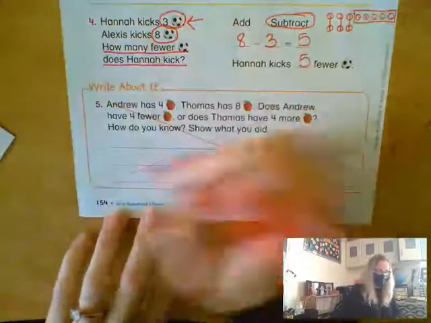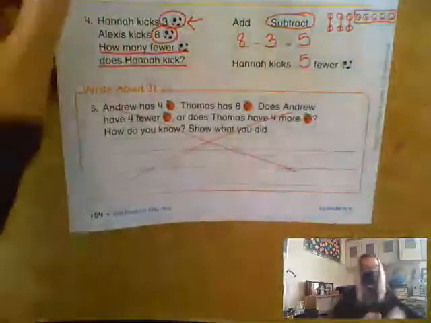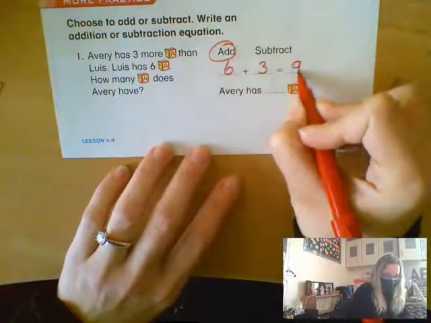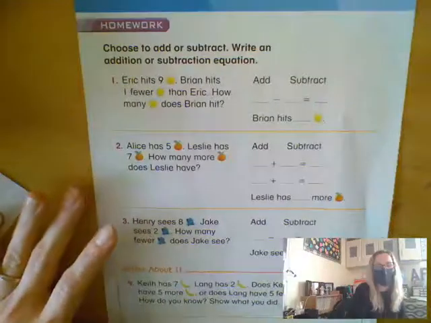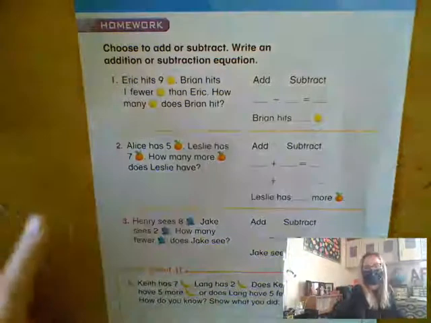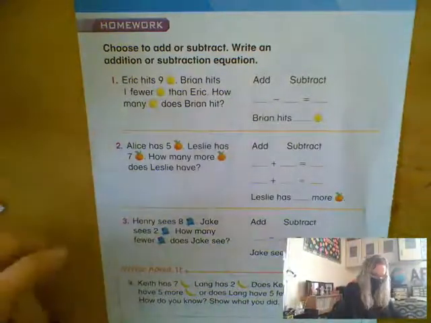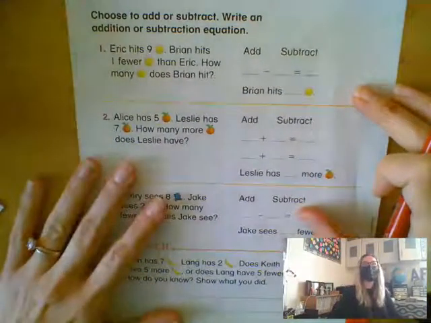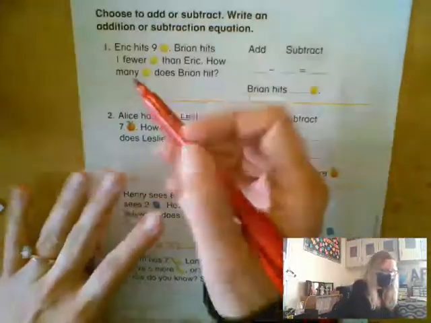We're going to skip the write about it and go right on to the top of page 155. This is just a review of what we've been doing. This one they already did for you, so if you want to plug and chug in the numbers, you may. We're going to flip to 156, and we're going to begin with number 1. Top of page 156, who would like to read about Eric? Amelia, nice and loud.